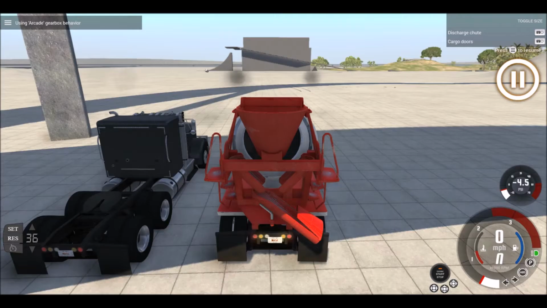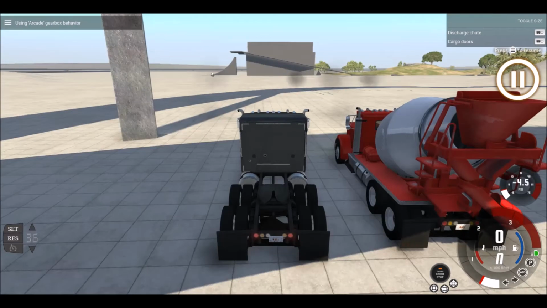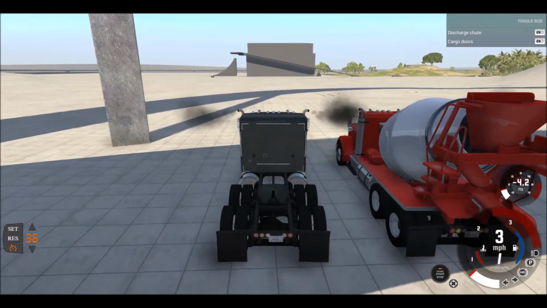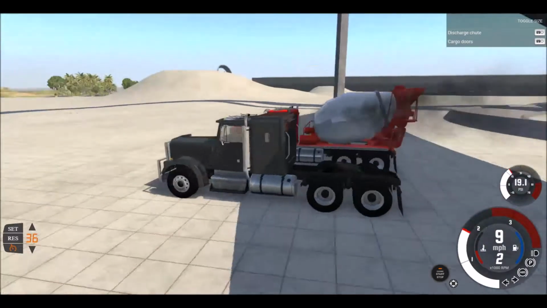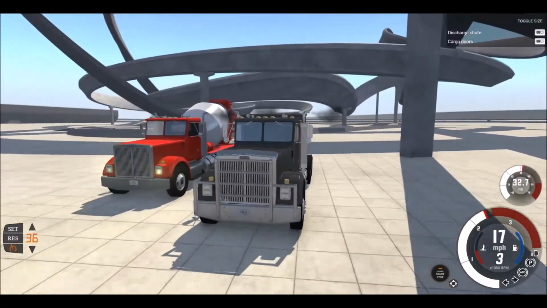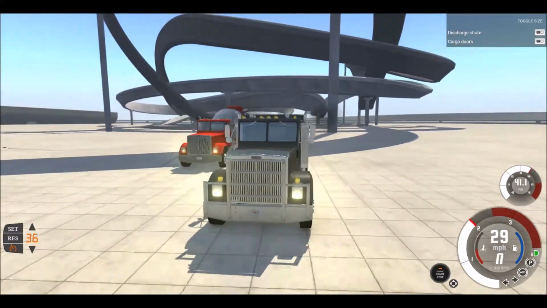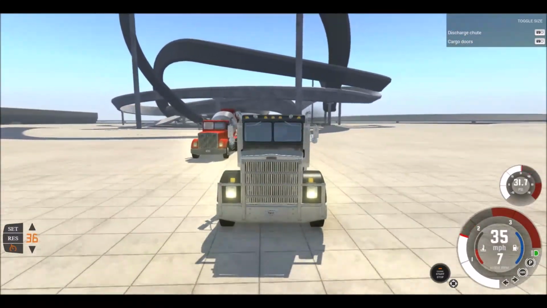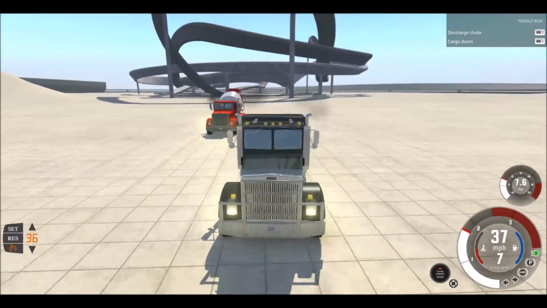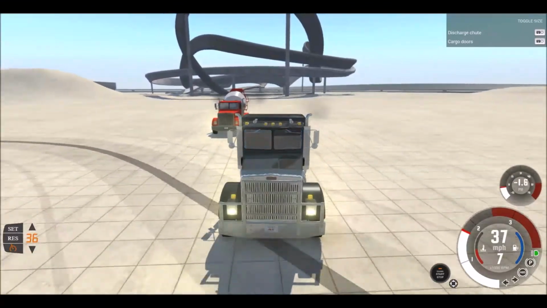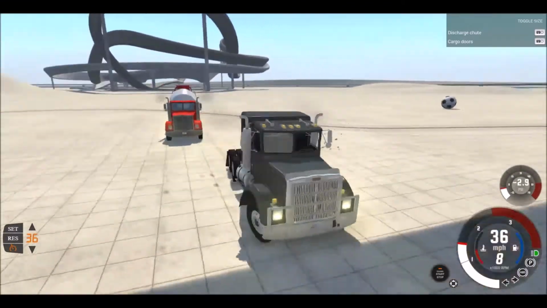Okay, law number 2. The acceleration of an object is directly proportional to the net force and inversely proportional to the mass. So here we have two of the identical trucks. The only difference is the red truck has a cement mixer on the back and the black truck does not. Now, as we can clearly see, the truck with less mass, meaning the black truck, is much faster than the red truck because it has a greater acceleration.